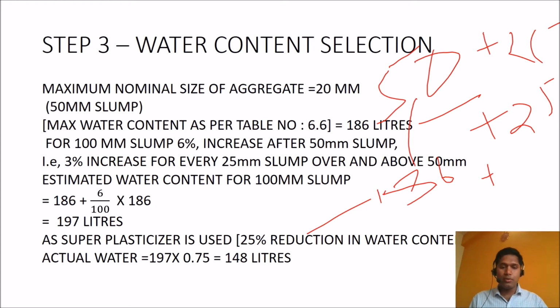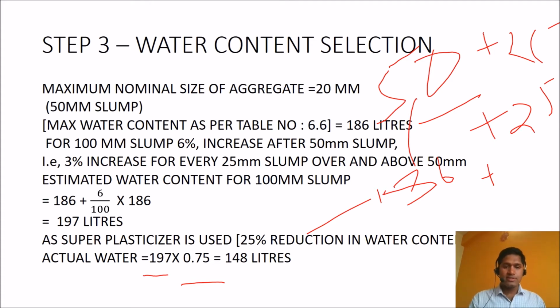The amount of water utilized for the mix design as per the calculation for 100 mm slump is now 197 liters, but as we are using super plasticizer, you can reduce the water content by 25%. If I reduce 25% of water, how much water is left? Only 75%. That is why I have taken 197 into 0.75, or you can write 197 into 75 divided by 100. That is also the same, that is 148 liters of water you need to utilize for the mix. This is the free water you need to utilize.